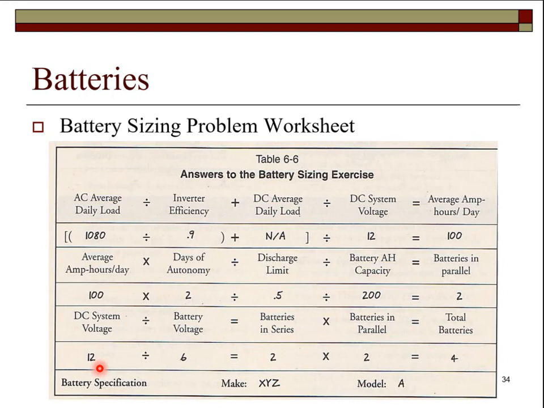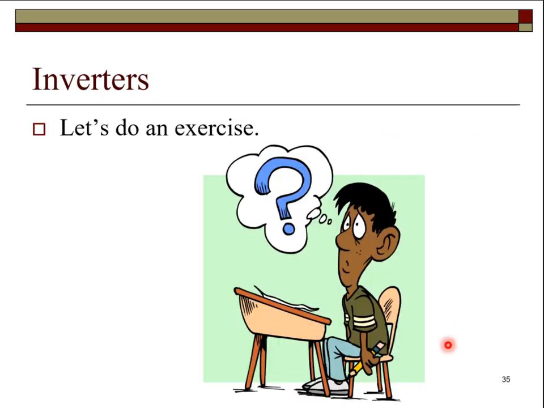They have a 12-volt DC system and 6-volt batteries, so we divide 12 by 6 and determine they need 2 batteries in series. Multiplying the 2 batteries in parallel by the 2 batteries in series, we determine they need a total of 4 batteries.